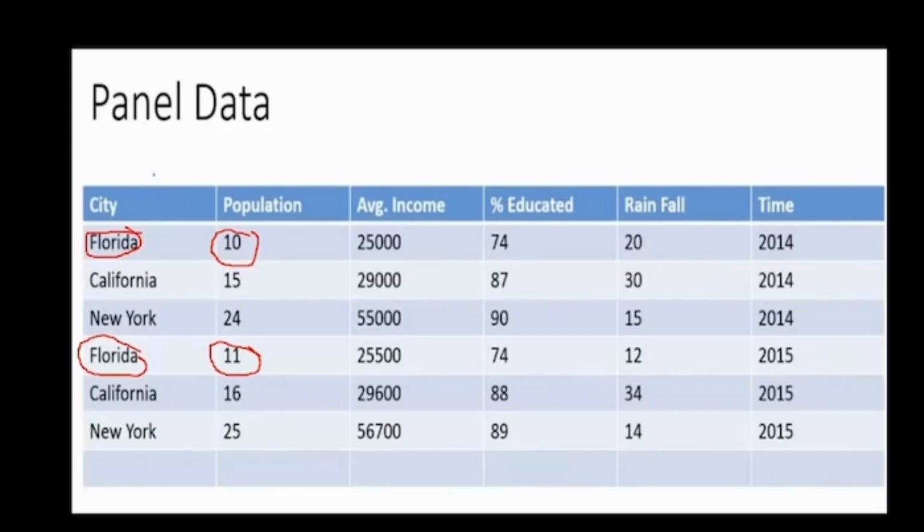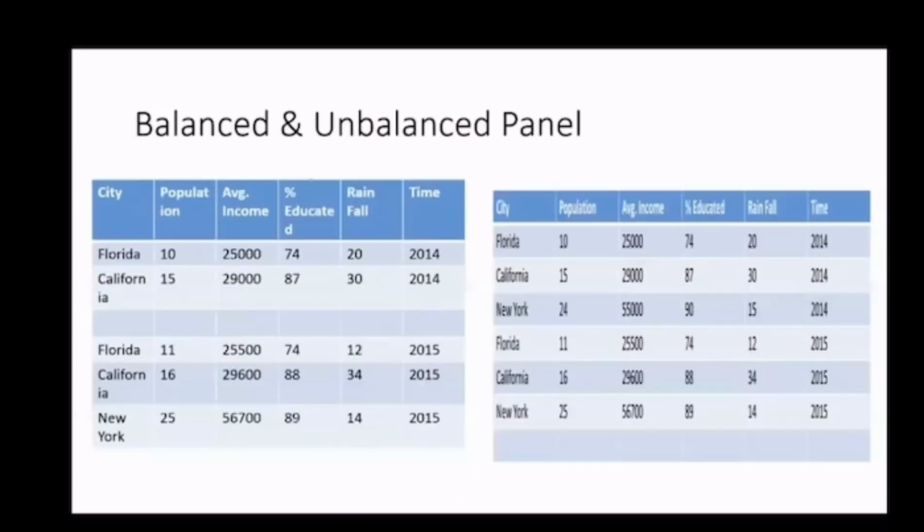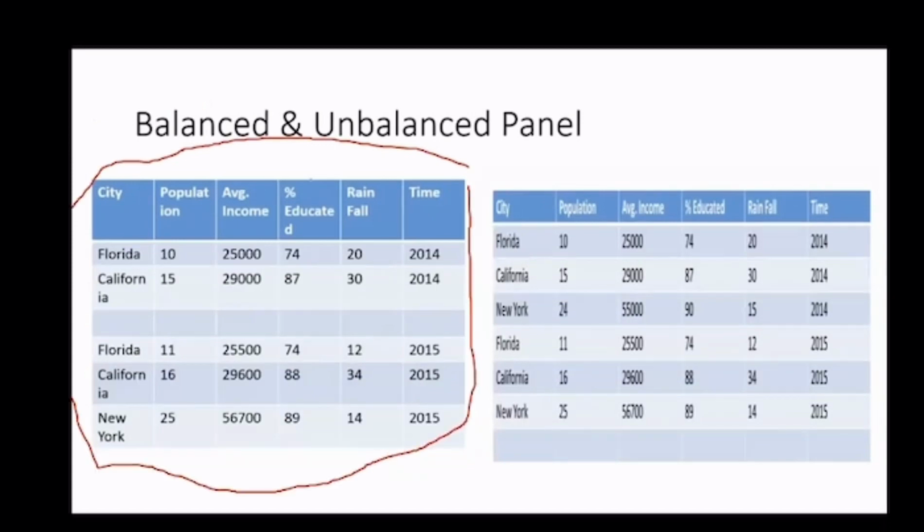Okay. Now, another thing I want to walk you through is we have two types of panel data. Take a look at this. This is the unbalanced one. What makes it unbalanced? In 2014, we only have data for Florida and California.